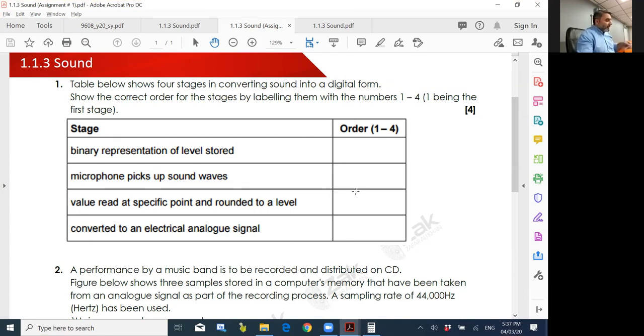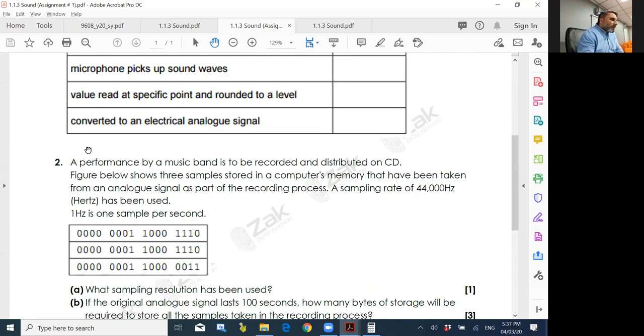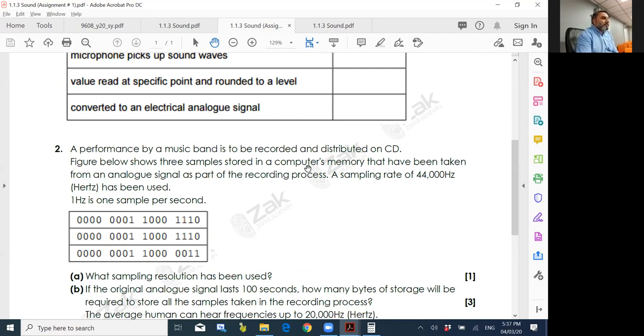These assignments are found on the website in chapter 1.1.3 or in the app. A performance by a music band is to be recorded and distributed on CD. The figure below shows three samples stored in the computer's memory that have been taken from an analog signal as part of the recording process. A sampling rate of 44,000 hertz has been used. 1 hertz is 1 sample per second. So these are three samples. This is one sample, this is second, this is third. You can see these are 16 bits: 448, 412, and 416.